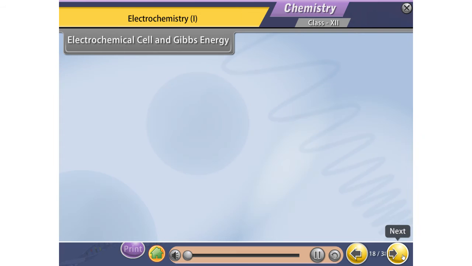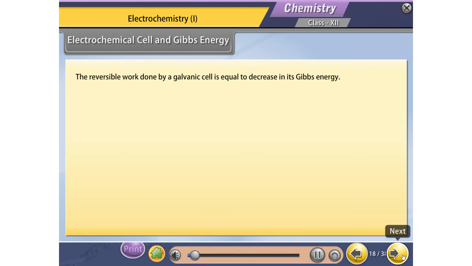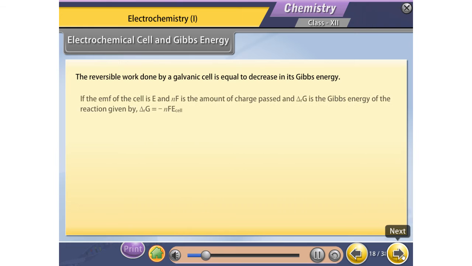Electrochemical cell and Gibbs energy. The reversible work done by a galvanic cell is equal to the decrease in its Gibbs energy. If the EMF of the cell is E and nF is the amount of charge passed, the Gibbs energy of the reaction is given by ΔrG = -nFE cell.